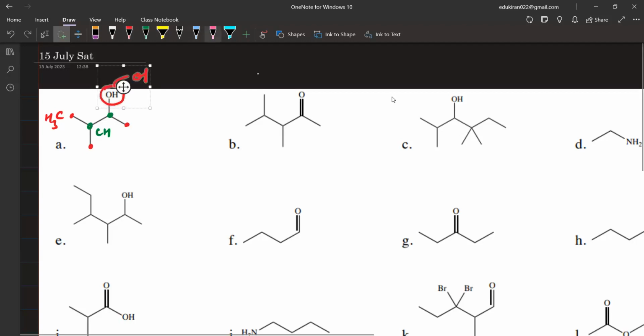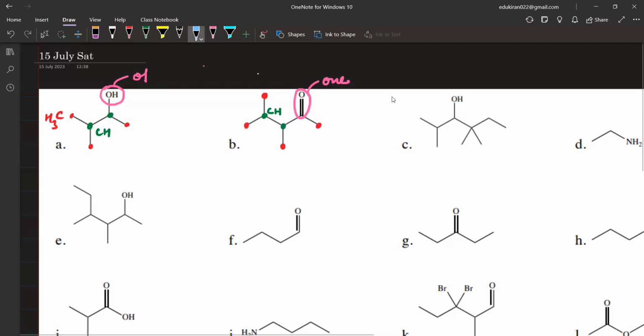And the B structure again, first of all, let me write the functional group in a different color so that it will be better. So here we have a double bond O. So this is going to be a ketone. And if I talk about the number of carbons and hydrogens, then again these red carbons are going to be CH3, and then this green carbon is going to be CH. Similarly, this green carbon is also going to be CH.